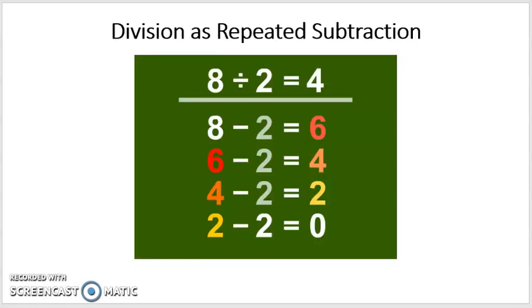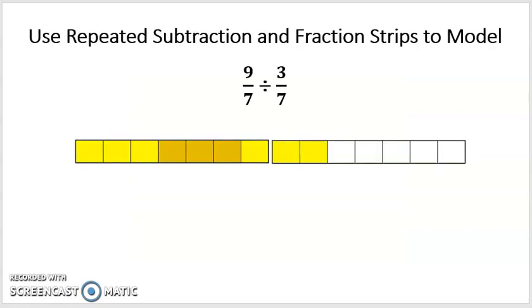Division as repeated subtraction is just a reminder that 8 divided by 2 essentially is a question: how many 2's can you subtract from 8? You can subtract 2 four times, so 8 divided by 2 equals 4. Now, we're going to put these two conceptions together, fraction strips and repeated subtraction, to represent and model some division problems of fractions. The first problem is 9/7 divided by 3/7.